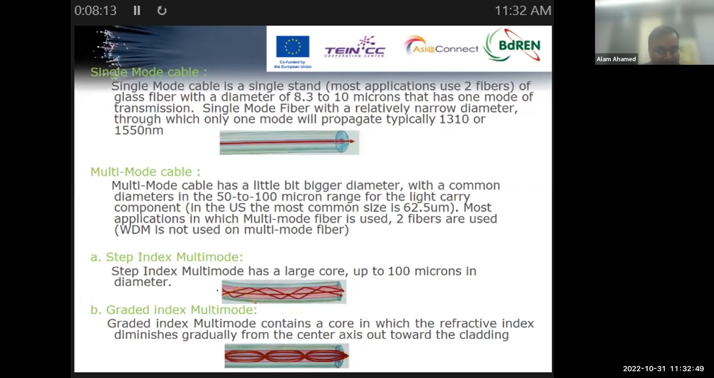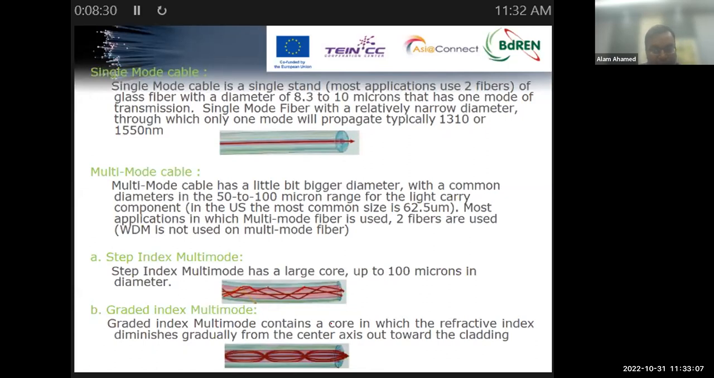That means the laser rays are reflected at different points. This laser is reflected at this point, this laser is reflected at this point, and another third laser is reflected at this point. This is called step index multimode.